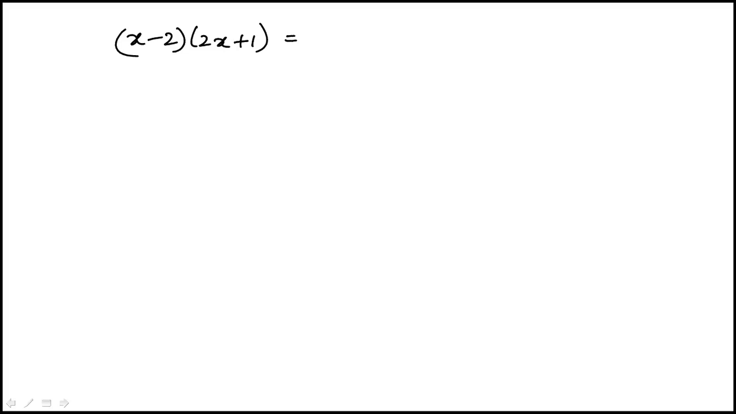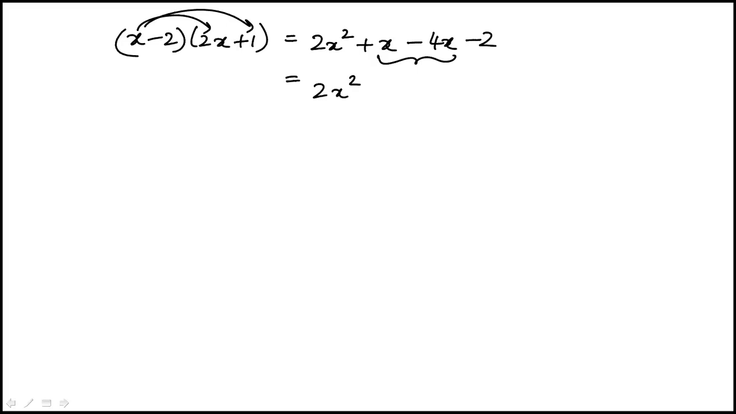So here, x minus 2 times 2x plus 1, you start with x times 2x is 2x squared, x times 1 is x, and then I get minus 2 times 2x would be minus 4x, and then I get a minus 2. Then I combine these two. Actually, these are the only 2 terms that can be combined, so that becomes minus 3x minus 2. So that's the approach you would be taking for simplifying quadratic expressions.